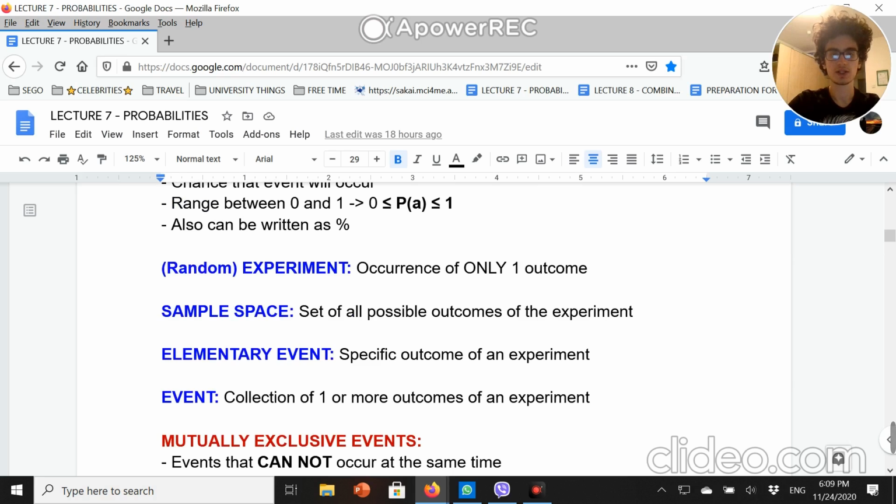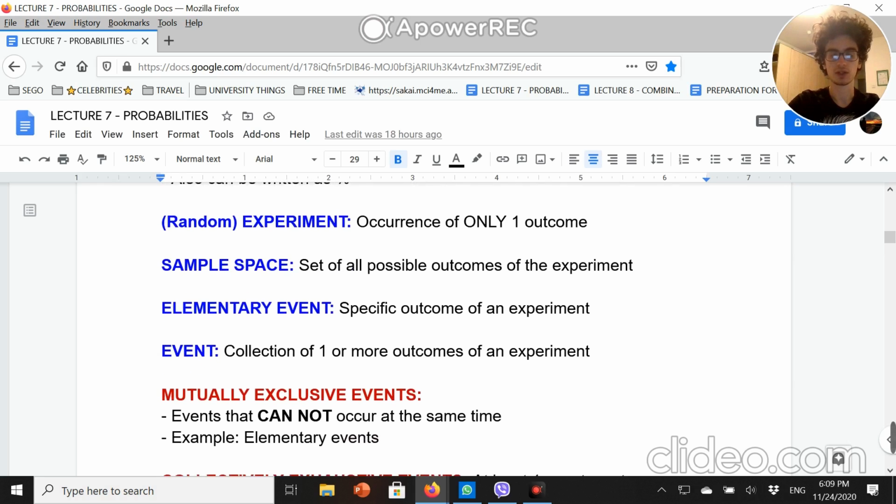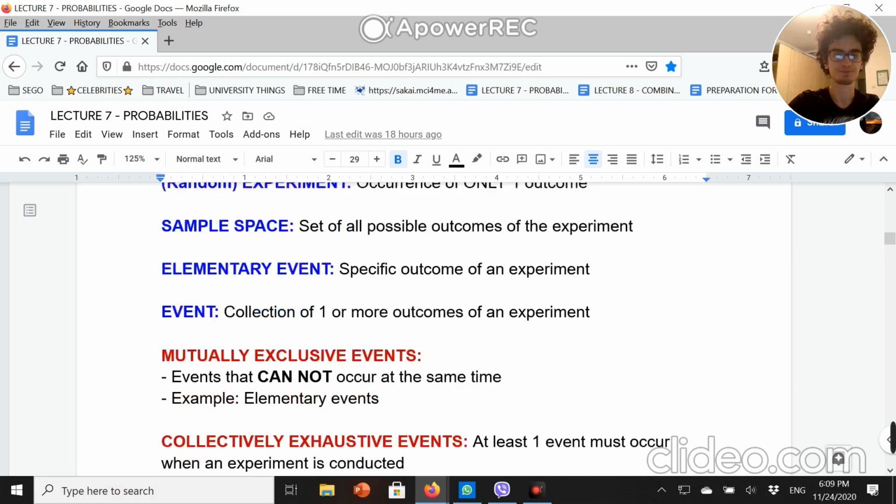The sample space is the set of all possible outcomes of the experiment. An elementary event is a specific outcome of an experiment, and an event is a collection of one or more outcomes of the experiment. I'm just reading it now here. I'm not going to explain them in detail because we will see them through the examples. I think it would be much easier if I just show them to you through examples.